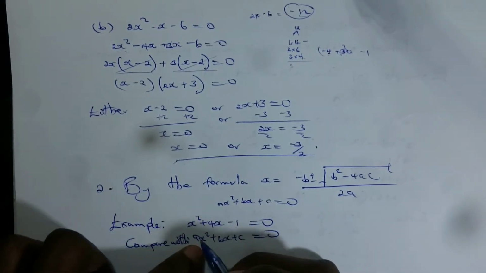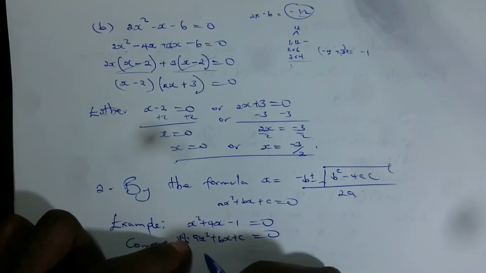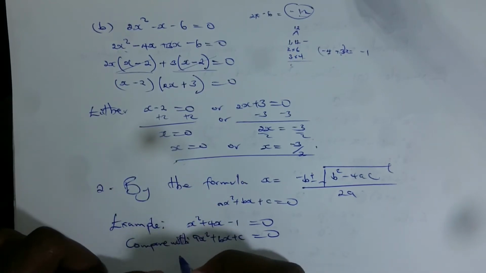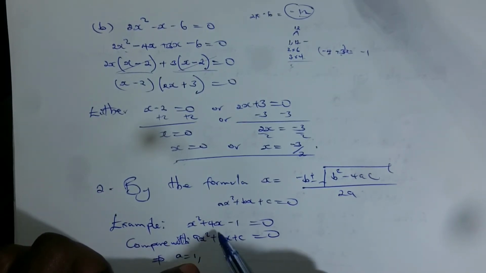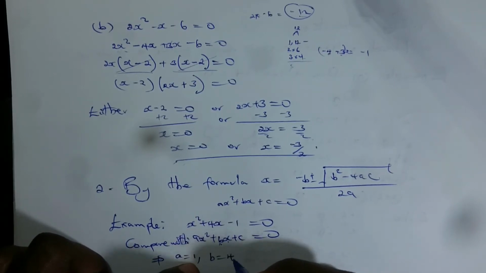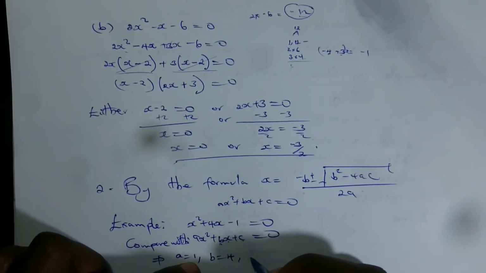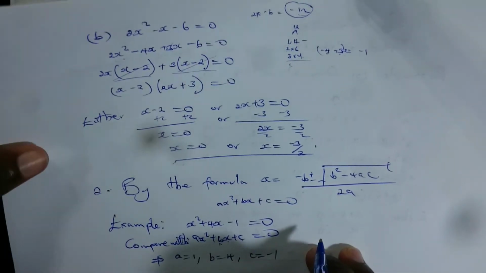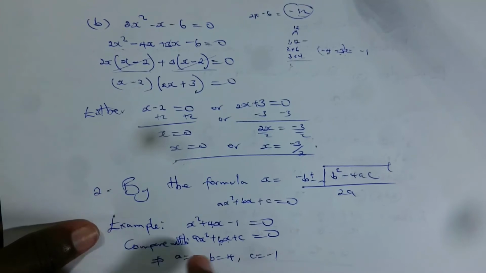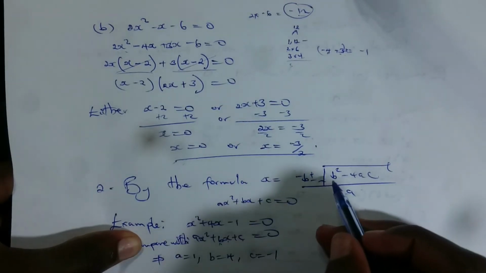So now we compare the coefficients. For x squared, here we have a coefficient of 1. So that means our a equals 1. Then we see here our coefficient of x is b, their coefficient of x is 4. That means our b is actually 4. Here the constant is c, their constant is negative 1. So c is actually negative 1. So you can see that. Now we can go and substitute these values in that formula.